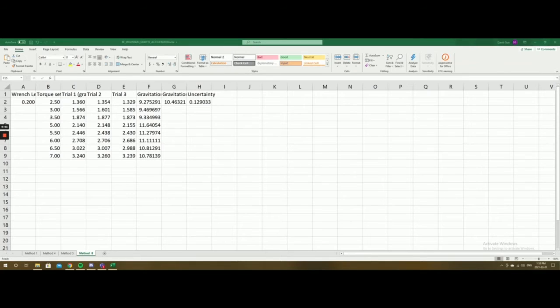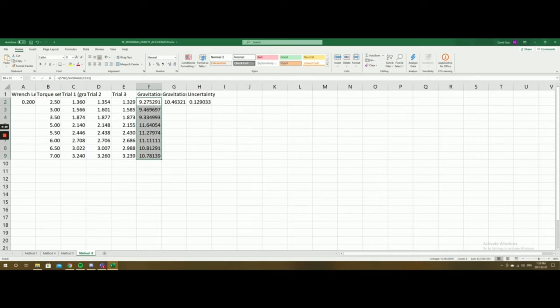Using the torque wrench, we were able to find gravitational acceleration by, again, using the formula force is equal to mass times acceleration. However, in this case, force was found using the torque setting of the wrench along with the mass of our test object, and then rearranged to find gravitational acceleration.